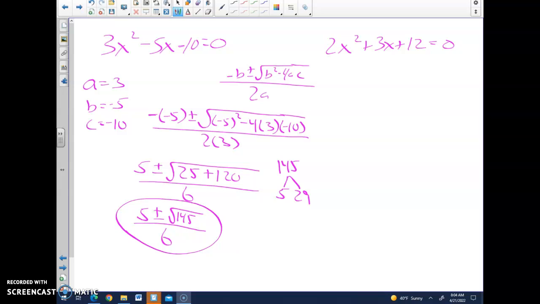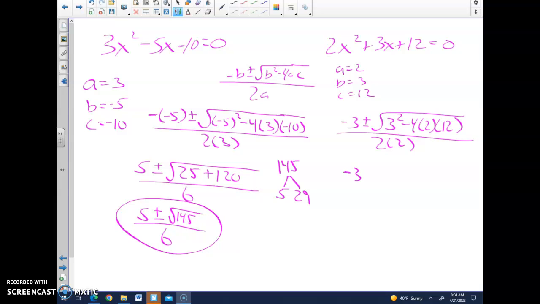Okay. Second one, we have a equals 2, b equals 3, and c equals 12. So it's negative 3 plus or minus the square root of 3 squared minus 4 times 2 times 12 over 2 times 2. Negative 3 plus or minus, we have 9 minus 4 times 2 is 8, and 8 times 12 is 96 over 4. So negative 3 plus or minus the square root of negative 87 over 4.